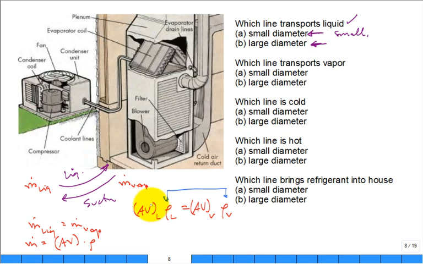Oh, you already answered. You got to be quiet. Yes, sir. The liquid has a high density.